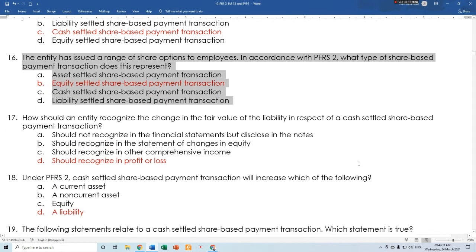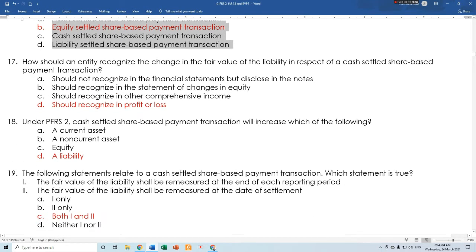16. The entity has issued a range of share options to employees. Nagbigay ka ng share options for what purpose? For them to have rights to purchase your own shares. So that is going to be an equity-settled share-based payment transaction. Letter B.